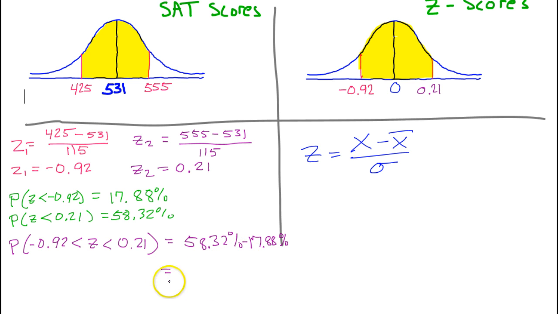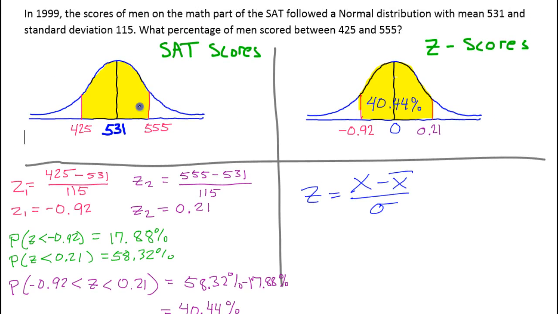Okay, I'm just going to put that in my calculator real quick. And I'm getting 40.44%. All right, so that's the percentage of data between these two z-scores. So that means this right here is 40.44%. Now remember, the percentages should be the same for the z-scores and the SAT scores. So that means the percentage of data between these two SAT scores will also be 40.44%. So that is the answer to the question.